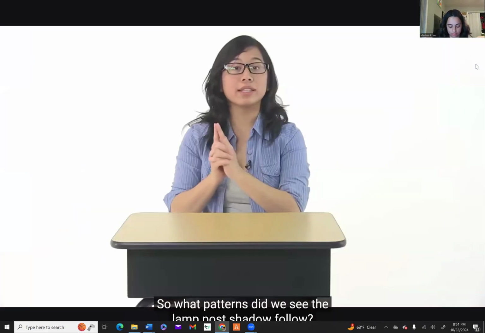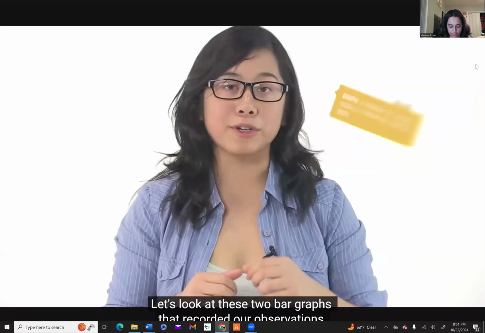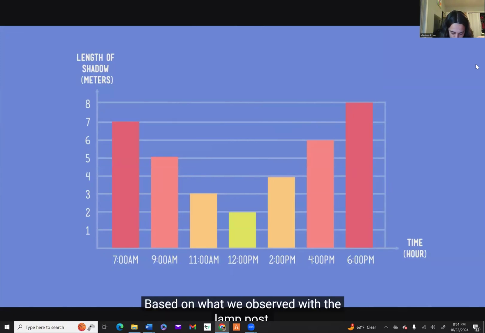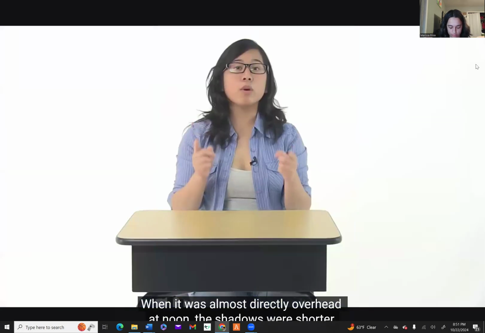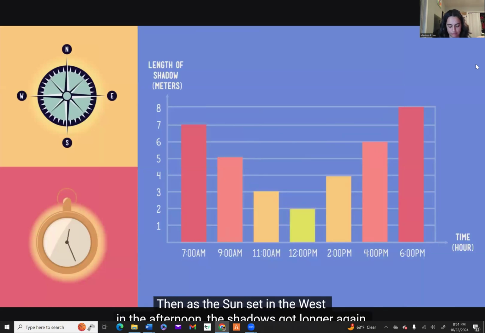So what patterns did we see the lamppost shadow follow? Let's look at these two bar graphs that recorded our observations. In the first graph, we've charted the length of the lamppost shadows. Based on what we observed with the lamppost, the sun created long shadows in the morning when it was rising in the east. When it was almost directly overhead at noon, the shadows were shorter. Then, as the sun set in the west in the afternoon, the shadows got longer again.